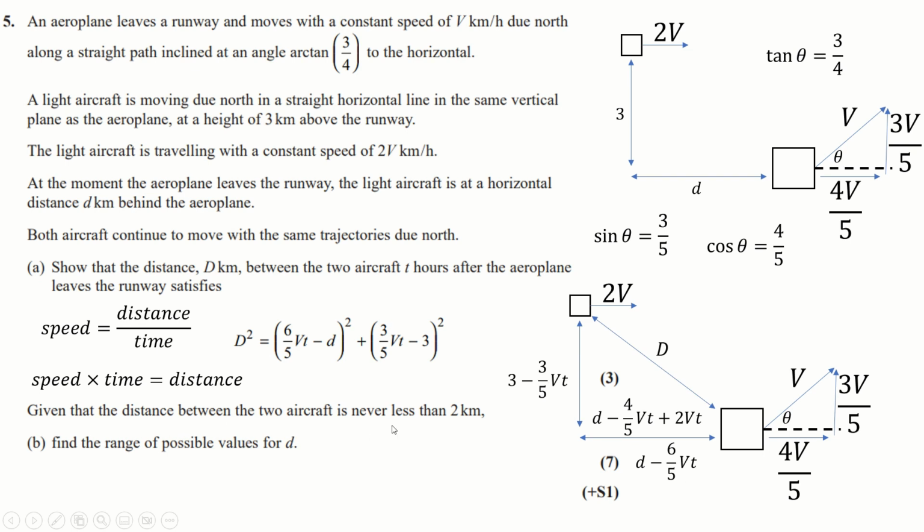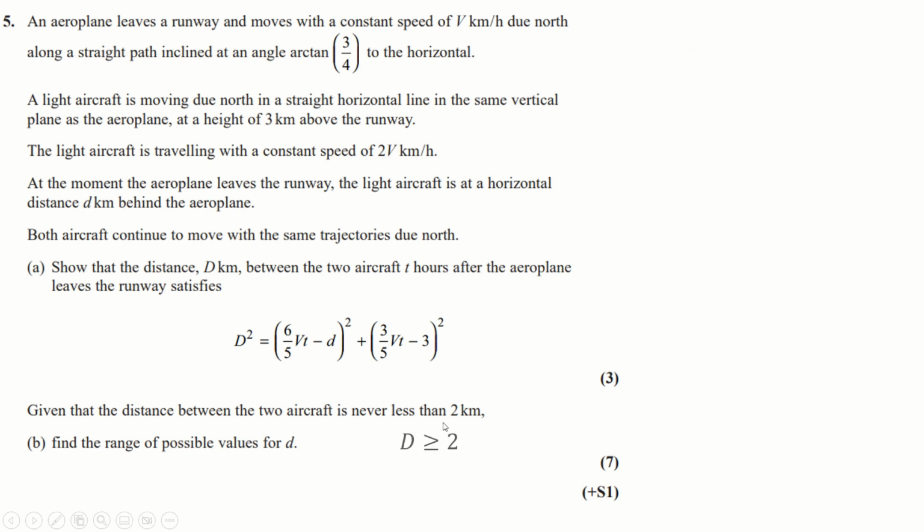Given the distance is never less than 2, so D is always bigger than or equal to 2, which means D squared, of course, is always bigger than or equal to 4, which means this whole thing here is always bigger than or equal to 4 as well, because it's equal to D squared. Yeah, cool. Good. So, okay, this is complicated.